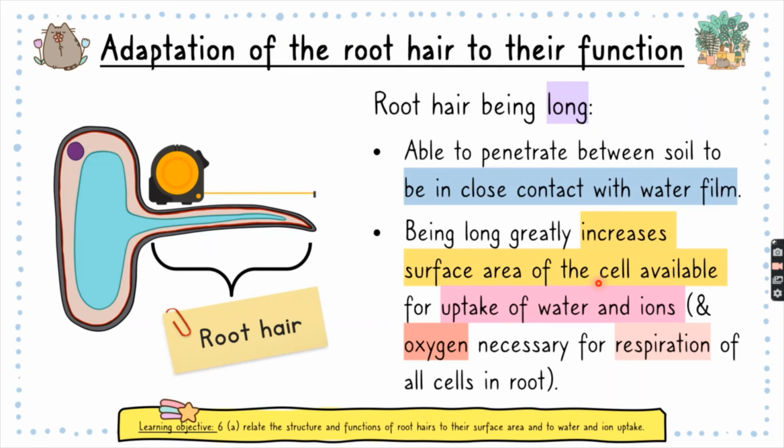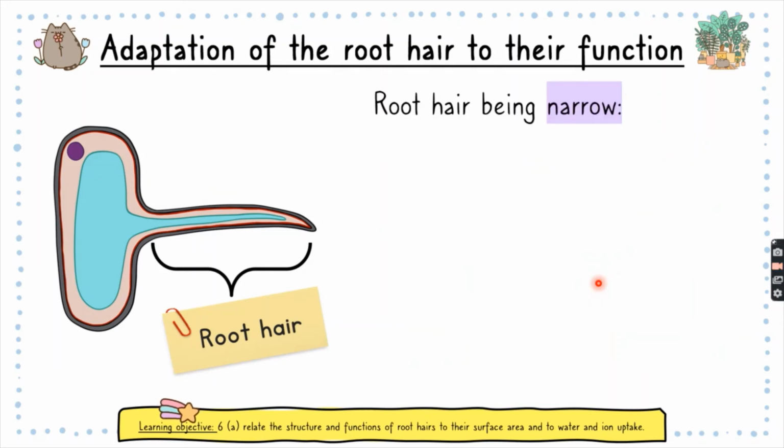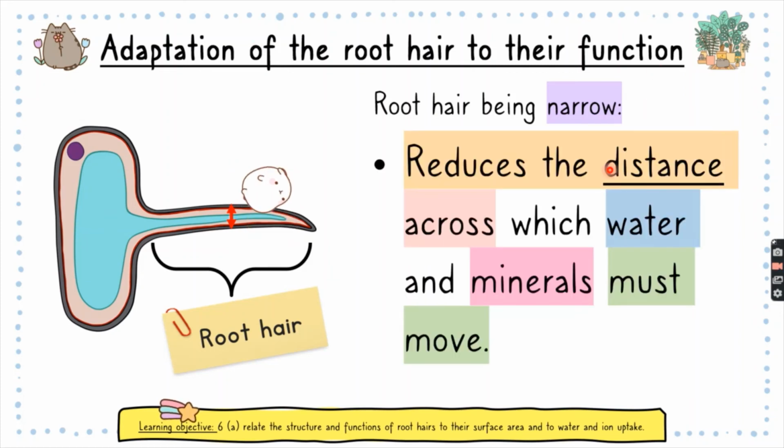Okay, the second thing is the fact that the root hair cell is narrow. Okay, so what we mean by narrow here is this right here. Narrow means that the width is very small. And the reason being is that this reduces the distance across which water and minerals must move. So that means that we're going to have faster absorption of water and minerals, having that narrow gap right there.